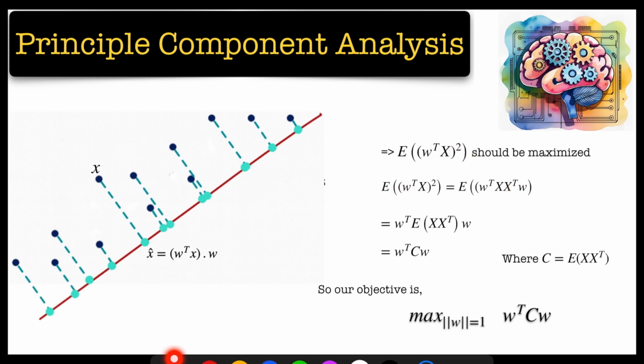Now let's expand this. W transpose x whole square, if we expand this, we get W transpose x, x transpose W. Expected value of that. We can keep this W outside, so we get W transpose E of x x transpose W. So consider this E of x x transpose is C, so we get W transpose CW. That is something we have to maximize. So our objective is maximizing W transpose CW, where norm of W is 1 and C is E of x x transpose.